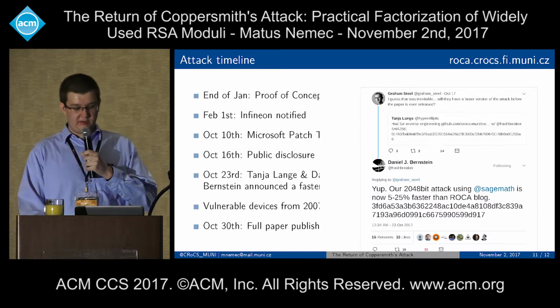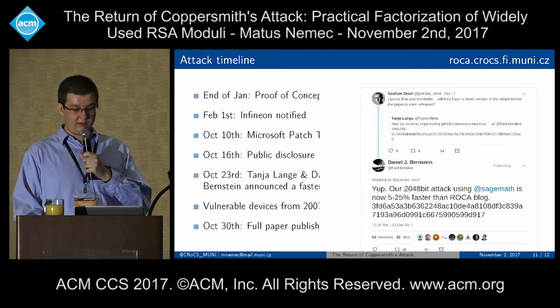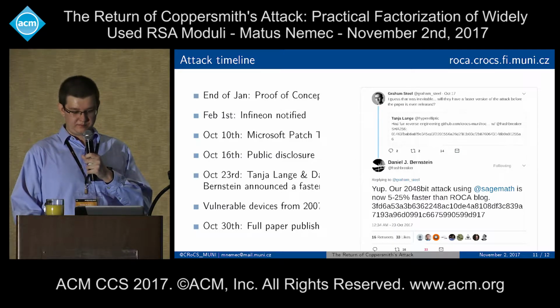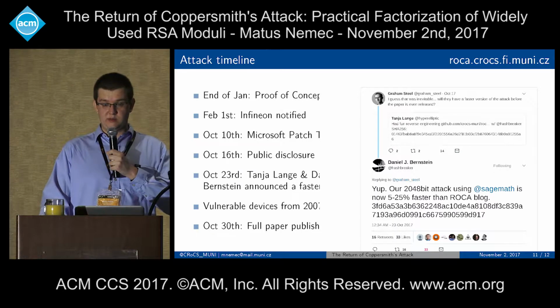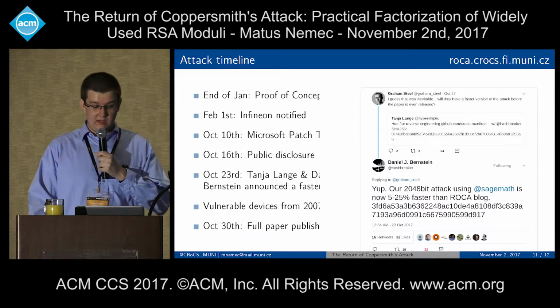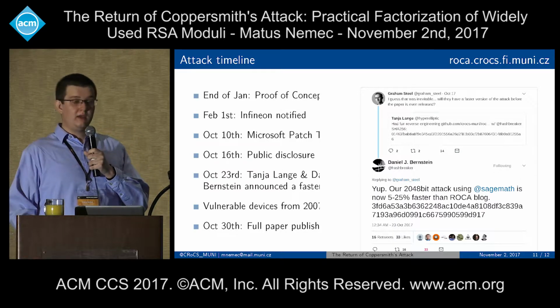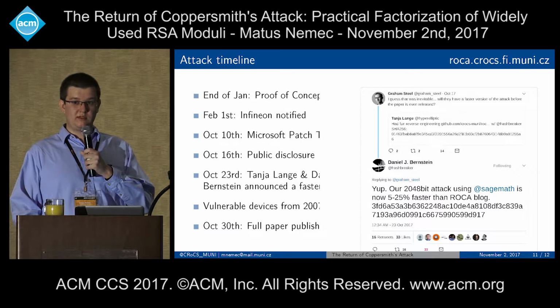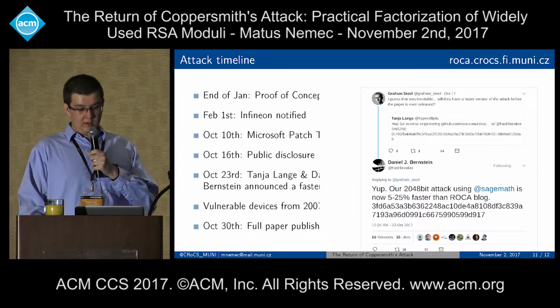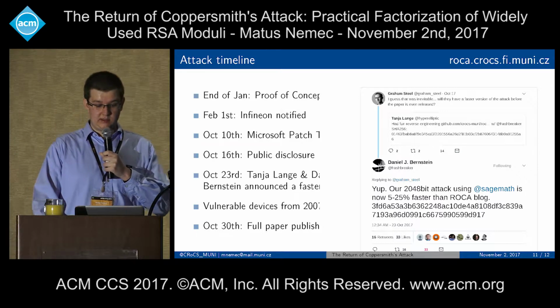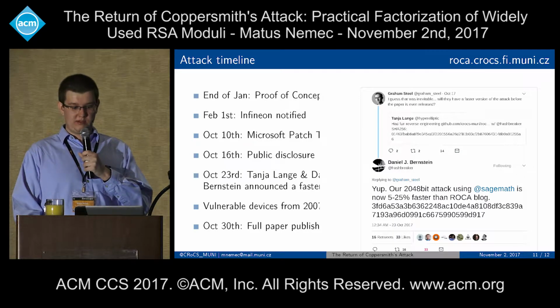This did not stop cryptographers Tanja Lange and Dan Bernstein, who announced a faster version of the attack in the same week, and they developed it working with just the public information. In the meantime, the community was busy looking for the vulnerable keys, and they were able to locate them in devices manufactured as early as 2007 and possibly earlier. On October 30th, 2 weeks after the public disclosure, ACM published the full paper.